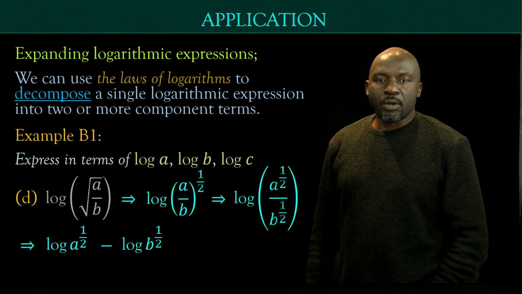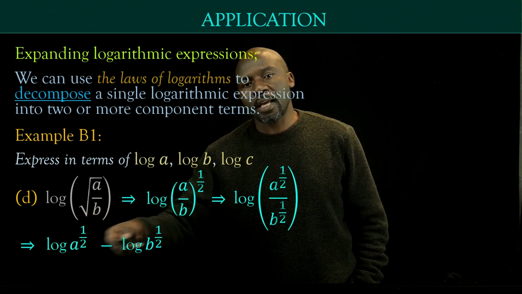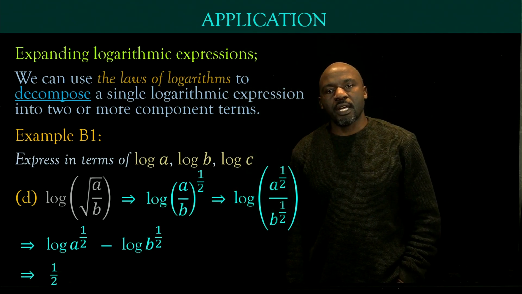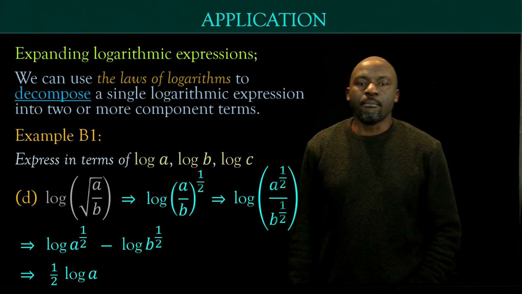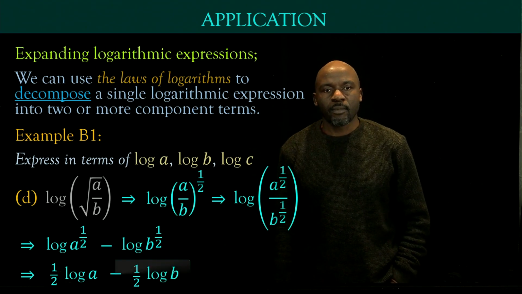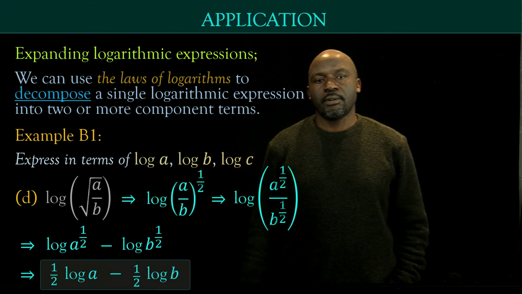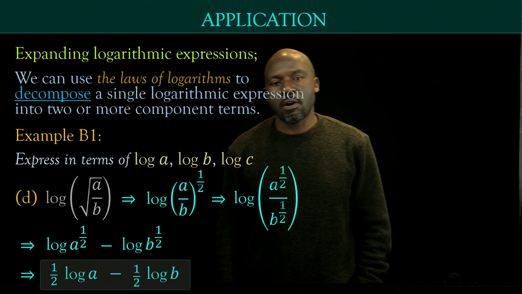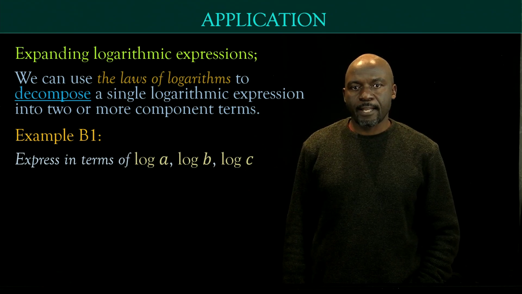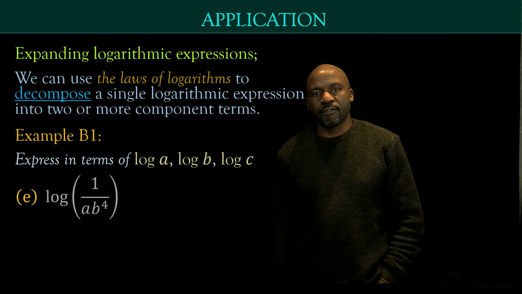And using the power law, we can move the half to the side: the half to the side of log of a, and the half to the side of log of b. And I will end up with a half log of a minus a half log of b, like that. And that is the answer to that. All right, so we have decomposed log of the square root of a over b. Okay, here's the next one. This is E. Pause the video and try to solve this one.